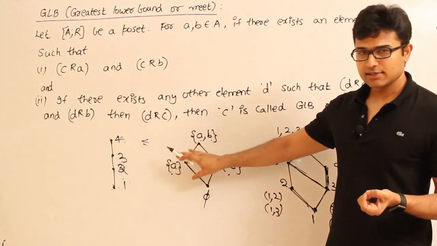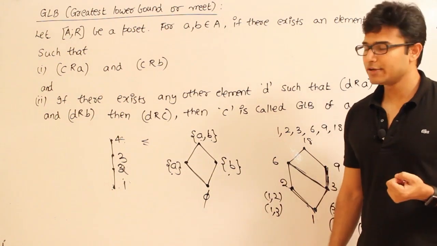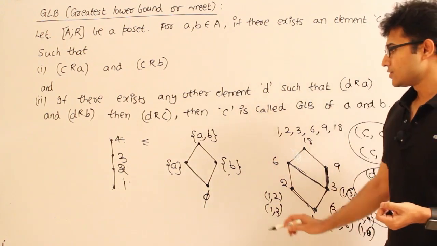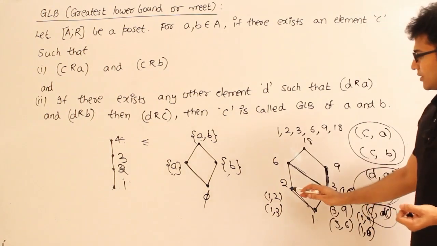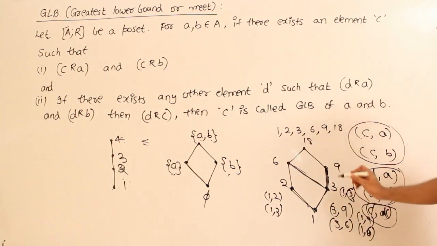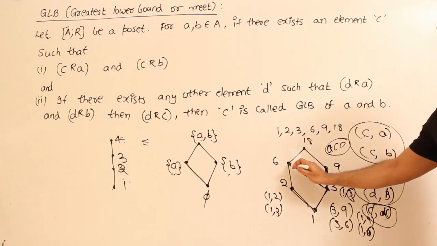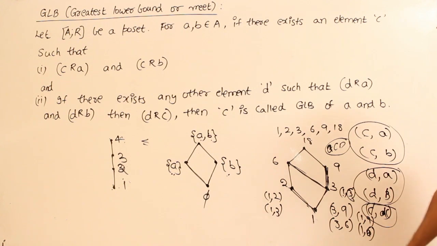And in the case of the power set and the set inclusion relation, the greatest lower bound is nothing but the intersection of the two elements. So in this case, the intersection of A and B is equal to 5, right? And here, the greatest lower bound is nothing but the GCD. If you try to find the GCD of 6 and 9, you will see that the GCD is 3. For example, if you find the GCD of 18 and 9, you will find that it is 9. That is how you can find it.